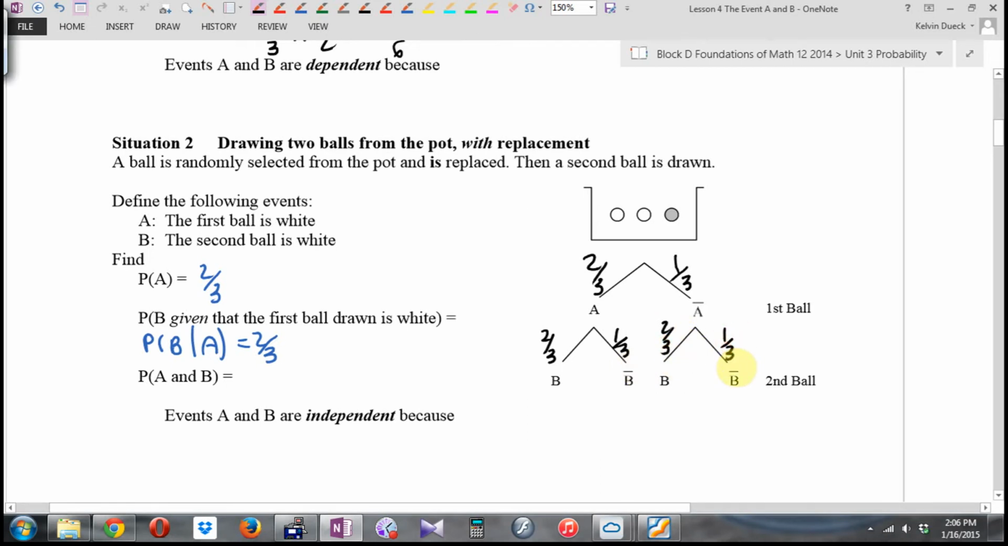Double check. Do they add to 1? So didn't miss anything. Okay. What's A and B?